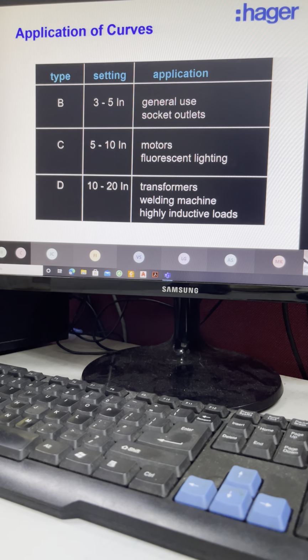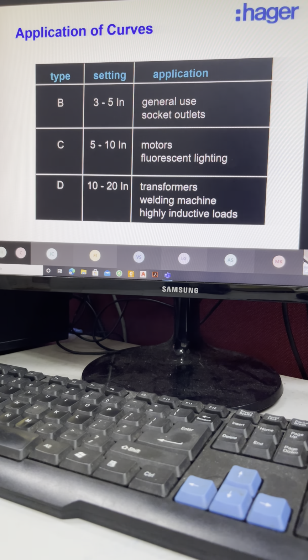Socket must be type B. In some European countries also, for sockets they use B. Why do they use B? Because B is the most sensitive, as I mentioned earlier. And this is also to be able to provide additional protection to your household equipment.